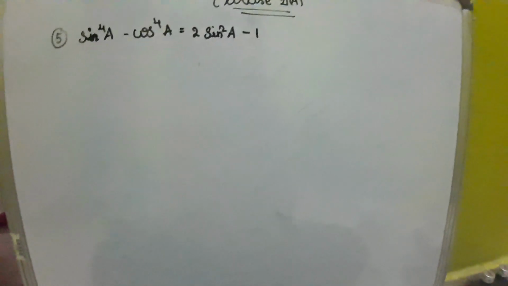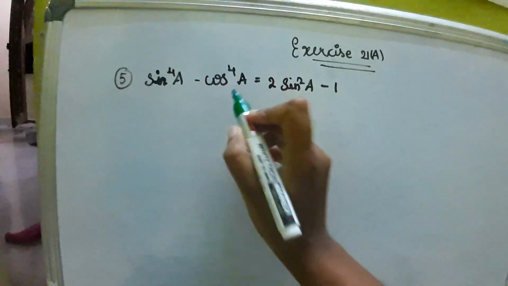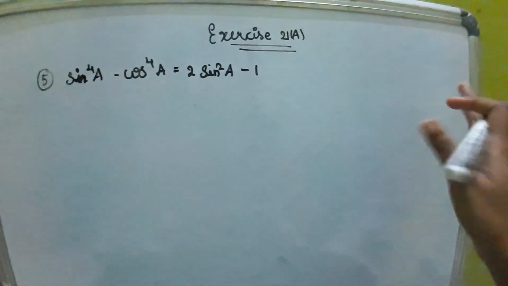To see the fifth question. Okay, in this type of sums, first check whether it is having the power 4, means try to convert it to square to the whole power.